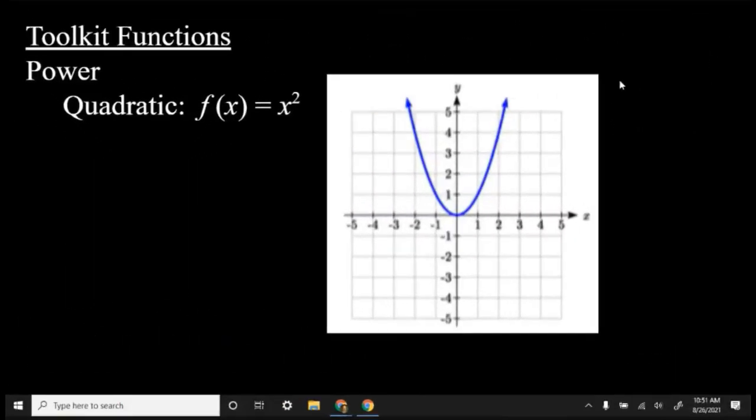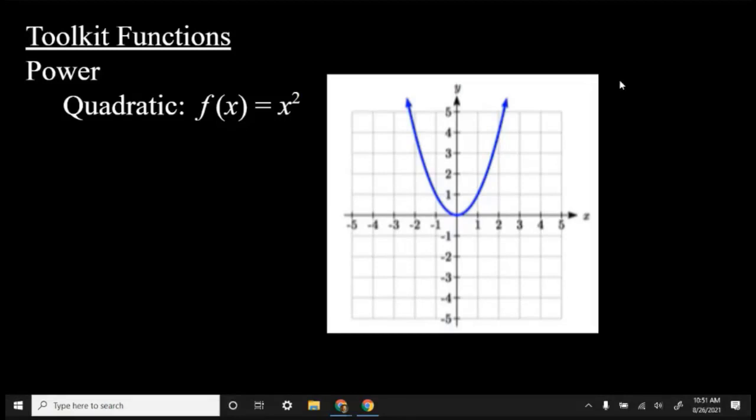Is our first curve. So the general family is that it's in the power family. It's a power function. And this one is a quadratic, and we just solved a quadratic. It's something that has an x squared in it. So the most basic one is just f of x equals x squared. And so you could make a t-chart for this if you wanted to, but this is the picture of what that looks like. Okay, and we'll be referring back to these.